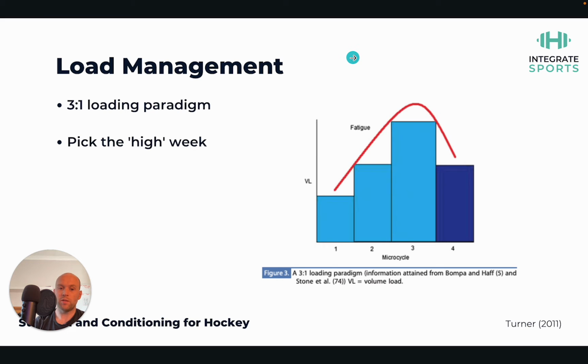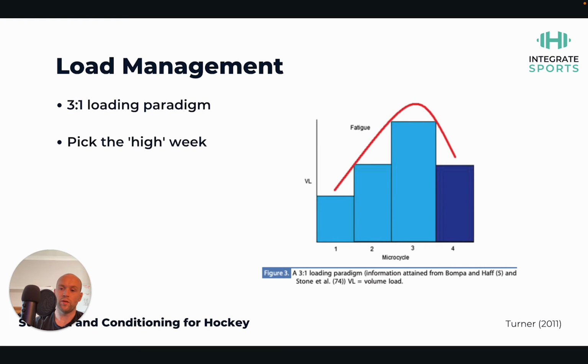In terms of load management, I've got Anthony Turner's paper here as a nice overview of this 3-to-1 loading paradigm. This 3-to-1 loading paradigm, in effect, provides 3 weeks of increased volume or volume load overall, so the volume times the load that you're placing on the athlete, and then 1 week of deloading. This is a nice, easy way of thinking about planning out that cycle: 3 weeks of consecutive increases in load, followed by a week of relative deload.